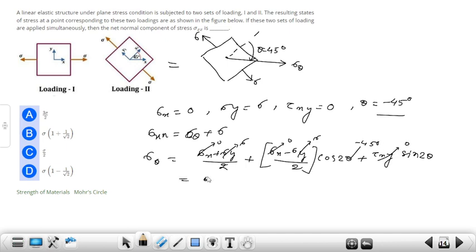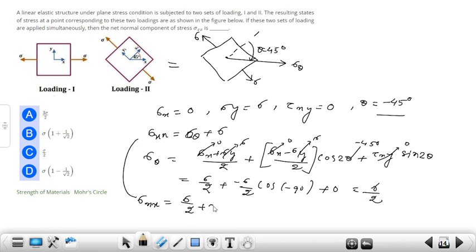So this is equal to sigma by 2 plus minus sigma by 2 cos of minus 90 plus 0. The cos term is also 0, so sigma theta is equal to sigma by 2. So sigma xx is equal to sigma theta plus sigma, which is sigma by 2 plus sigma, equal to 3 sigma by 2. So option A is the correct answer.